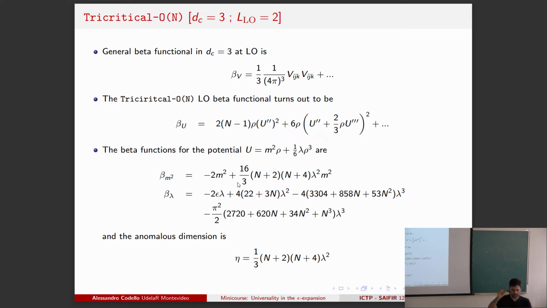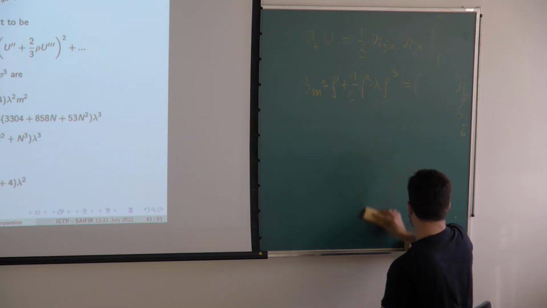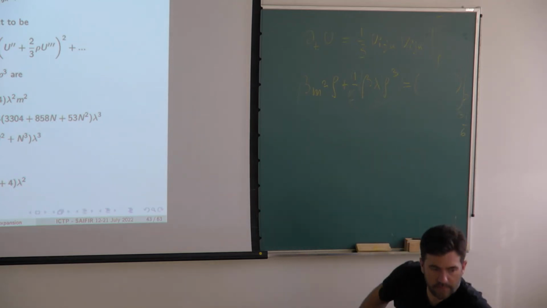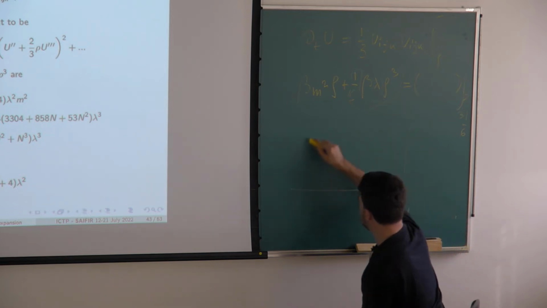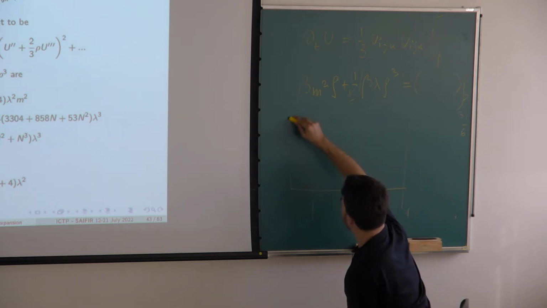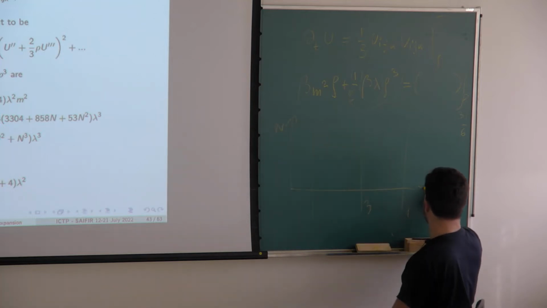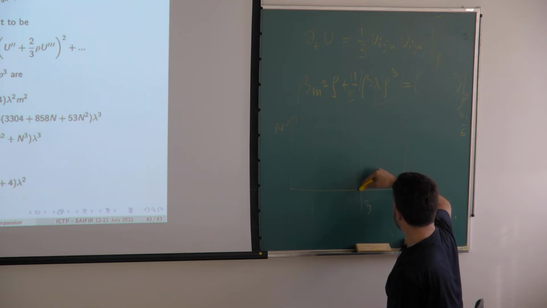So it seems that this is still to be understood. The idea is that you have, say, this is 3 dimensions, and this is 4 dimensions, and this is 2 dimensions, okay? And this is n, and this is d. So the 3 critical fixed point is born around here, okay?